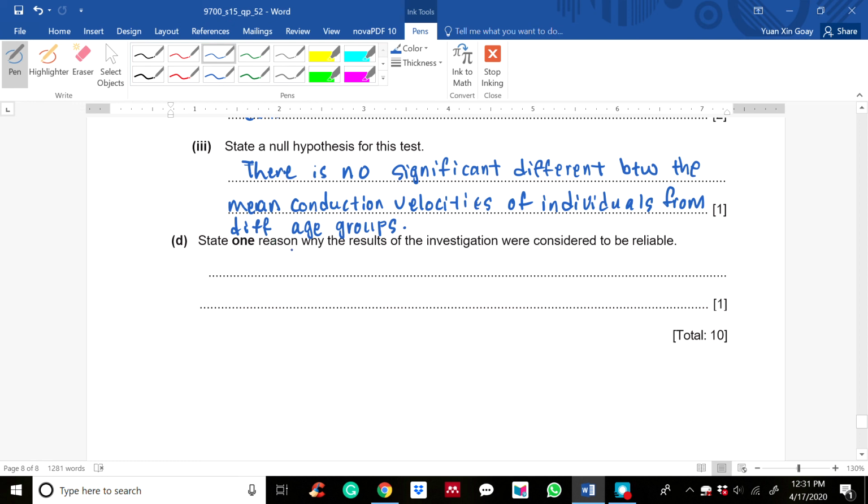State one reason why the results of the investigation were considered to be reliable: because of large sample size, or a high number of people tested.